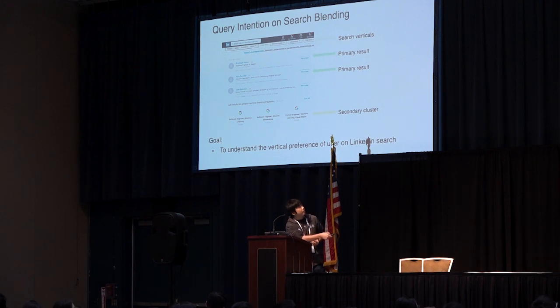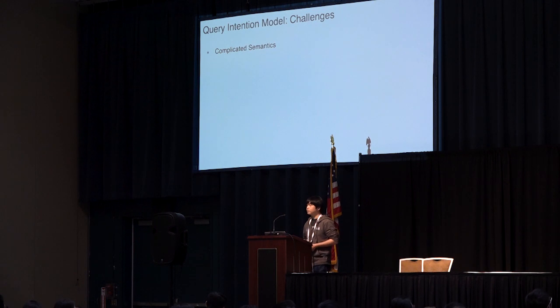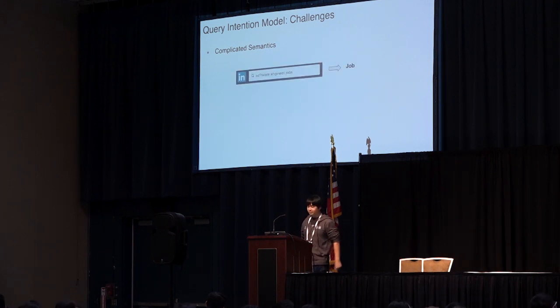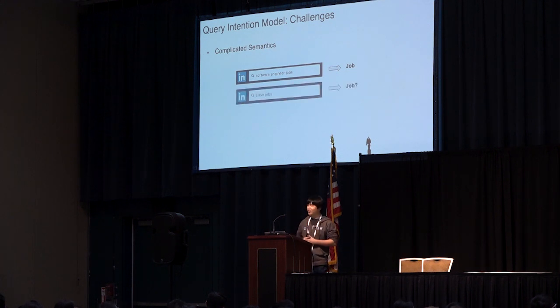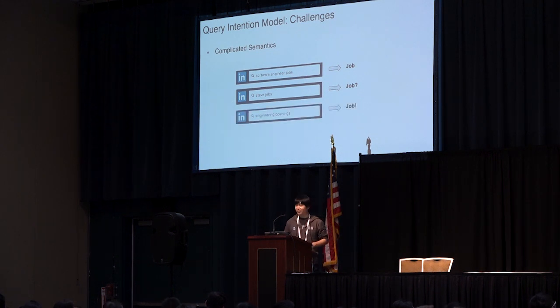I'm going to show you this example. With the query here, we actually show primary results all about people, and the secondary results are about jobs. There are other kinds of results. How do we do that? It seems an intuitive classification problem, but it comes with challenges. The first challenge is complicated semantics. See this query, software engineer jobs. No doubt, this is looking for jobs, right? How about Steve Jobs? No doubt this is a person, right? How about engineer openings? I have used this example, as this is a job.